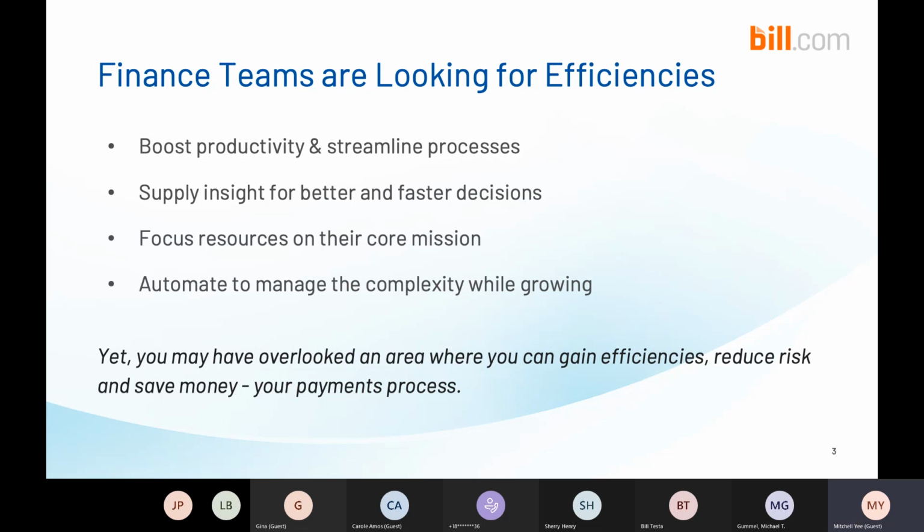Streamlining processes and gaining real-time visibility into cash flow lets teams focus resources on their core mission, getting people out of mundane work like data entry, tracking, and manual processes, and allowing them to focus on something more critical for the company. When we think about places to gain efficiency, people often overlook an area where you can reduce risk and save money, and that is your payments process.